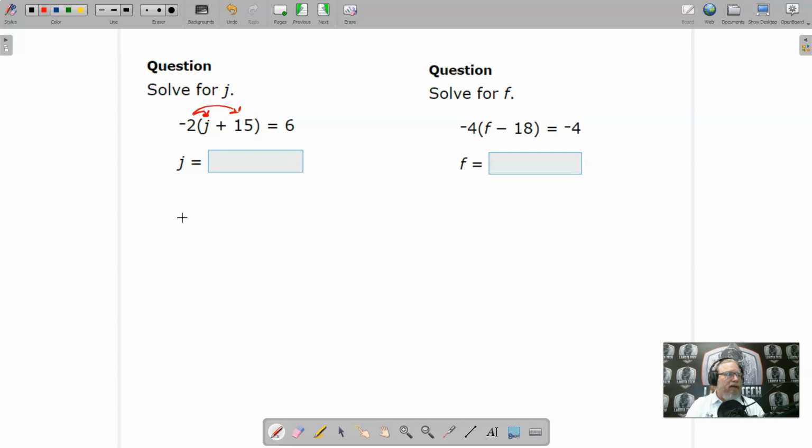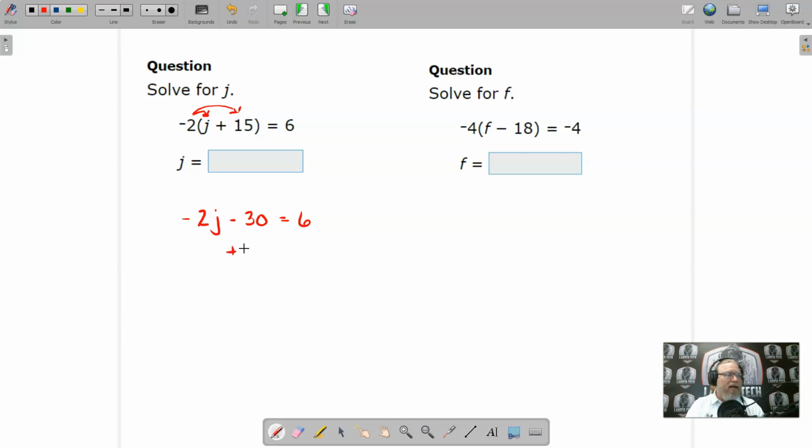Negative 2 times j is negative 2j. And negative 2 times positive 15 is a negative 30. And then let's bring down our equals 6. So that was the first step, to distribute that in. Now we have a two-step problem, right, from there. So it's going to be 3 steps in all. Distribute, add 30, divide by negative 2.